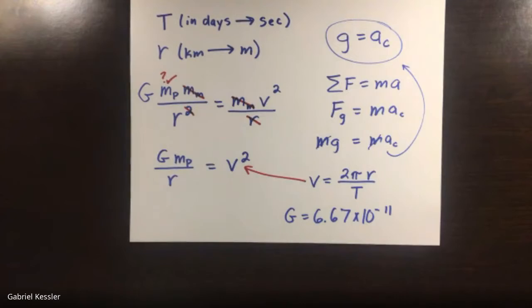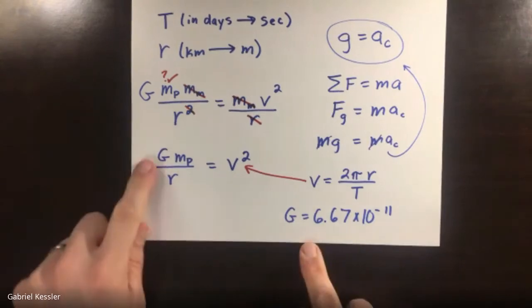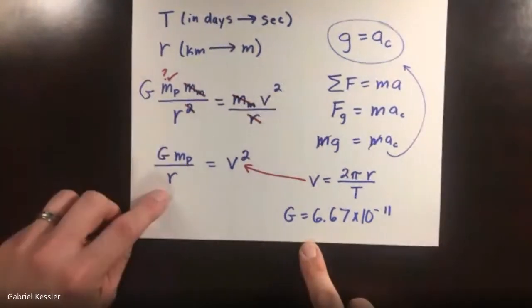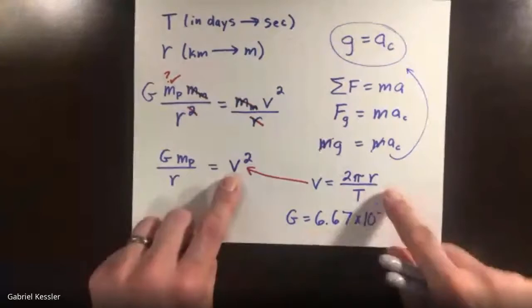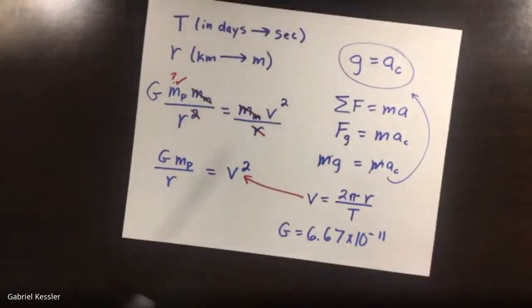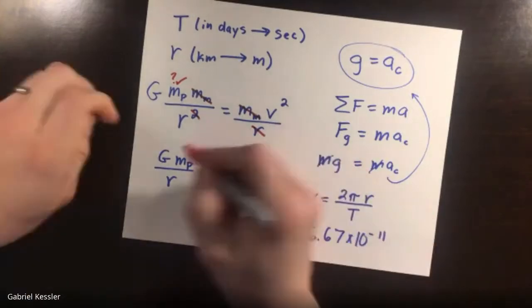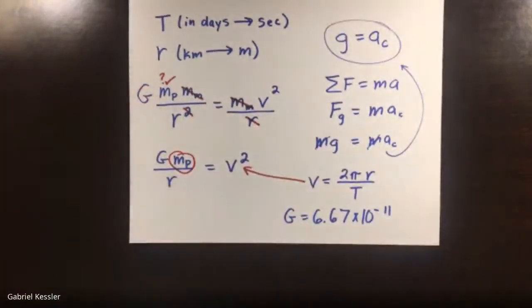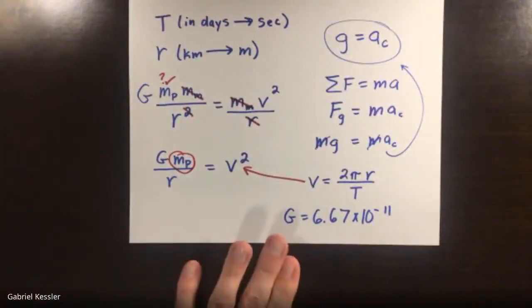Okay, other questions? Are we good with that one? Gravitational constant given, the radius is given. Make sure you convert to meters. The speed, 2 pi times the radius over the period, and then your only unknown should be the mass of the planet. All right. Next question.